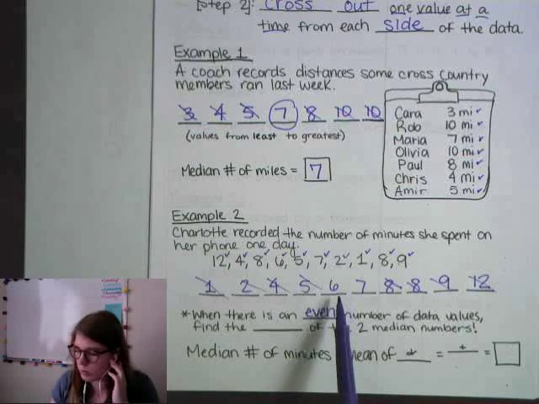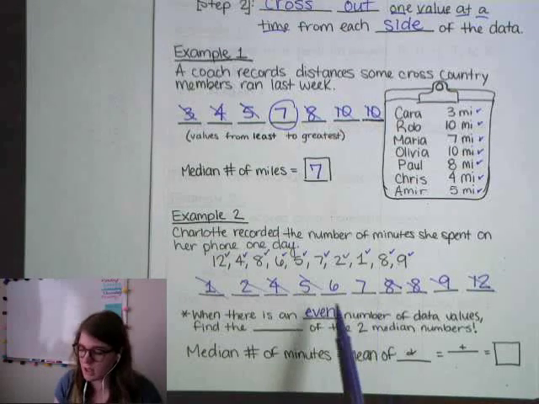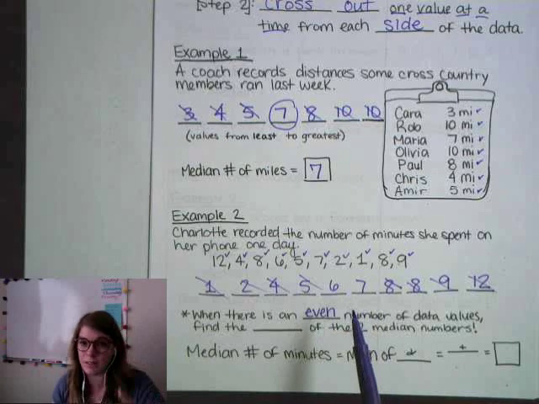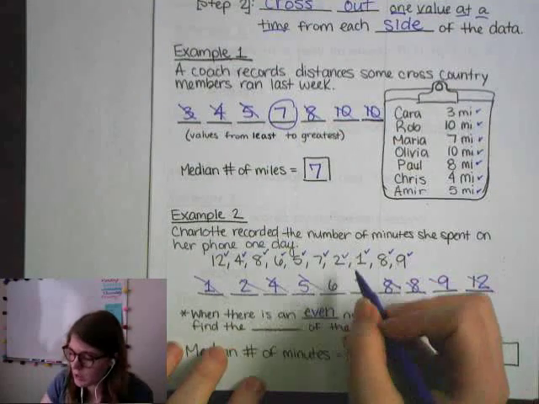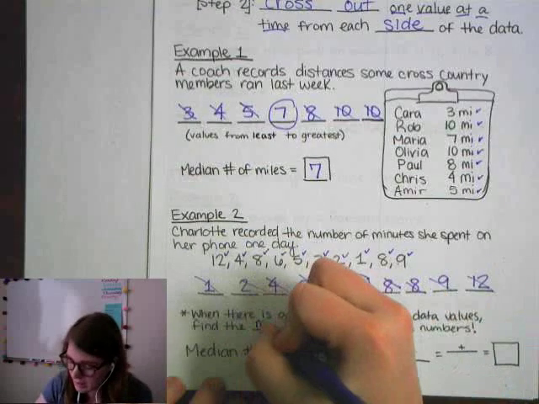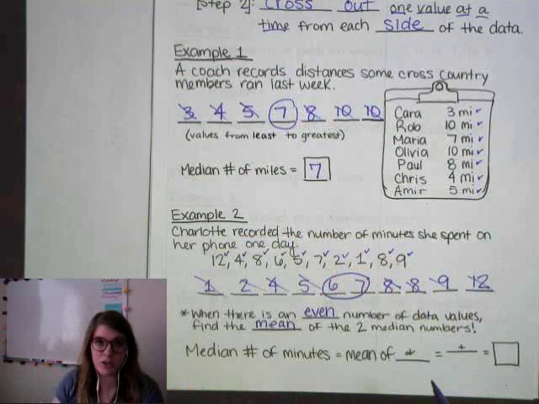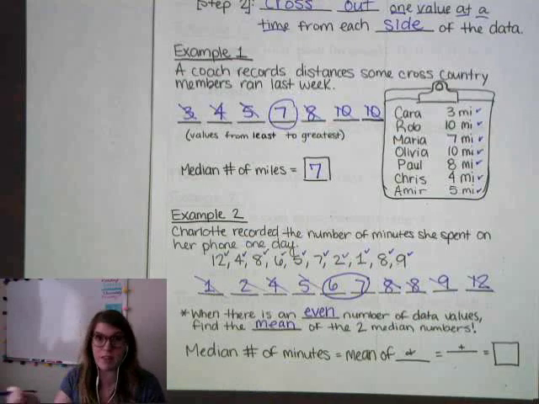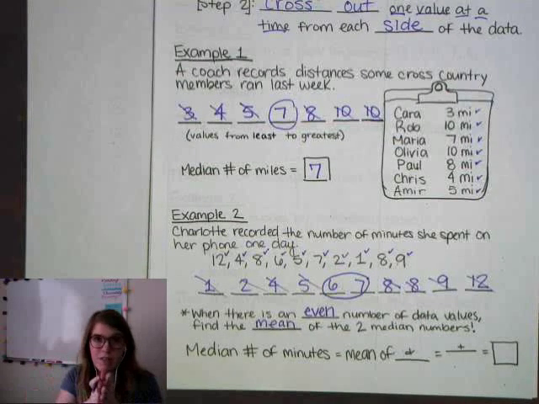And so we're not just going to pick one. We're not just going to say, okay, it's 6 or 7, right? A measured center is one single value. So what we're actually going to do is we're going to take both of these and we're going to find the mean of the 2 numbers. So we're going to take those 2 numbers and kind of split them out evenly and find their center, find their average.